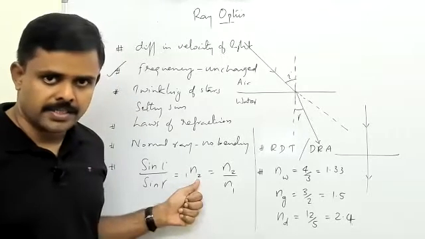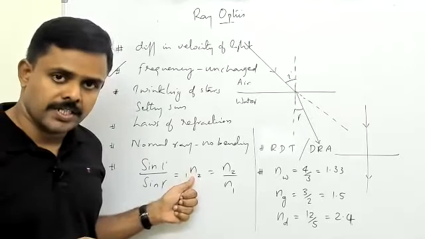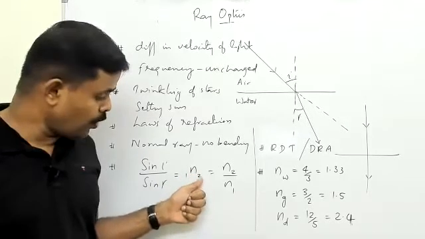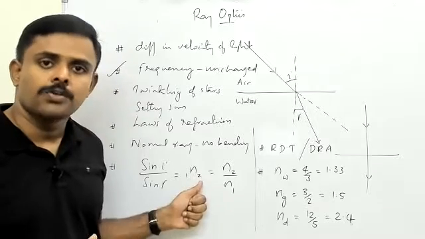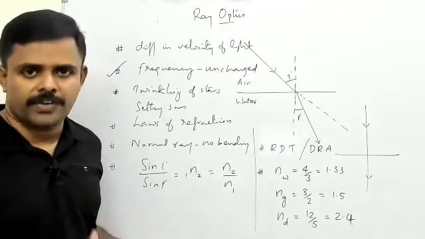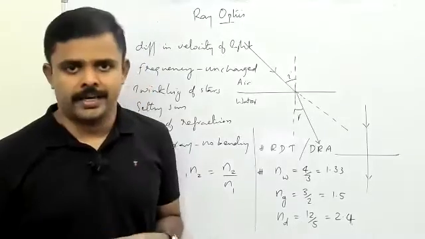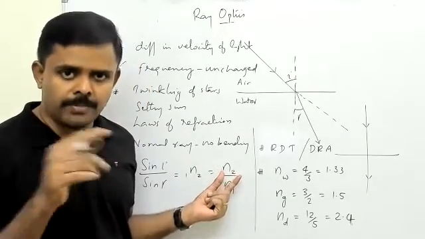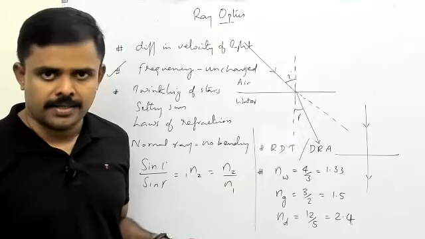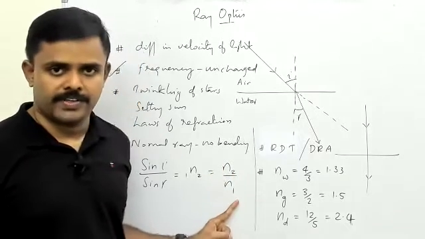Relative refractive index: the refractive index of the second medium with respect to the first. Both the media involved will be non-air media. But this is called absolute refractive index when one of the media involved is all the time air. Refractive index of second medium by refractive index of first medium.